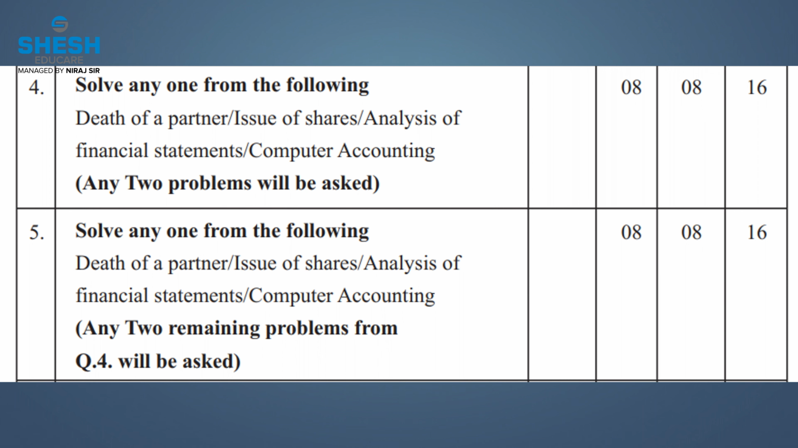Then comes question number 4 and question number 5. That consists of 8 marks each. Here also there will be an option. Question number 4, 2 questions, any one you have to solve. Question number 5, 2 questions, any one you have to solve. Here there are 4 chapters: issue of shares, death of a partner, computerized accounting and analysis of the financial statements. Basically analysis of the financial statements and computerized accounting never have an option. It is a theory, non-accounting chapter. So remember, even if you do only issue of shares and death of a partner, you'll always survive.